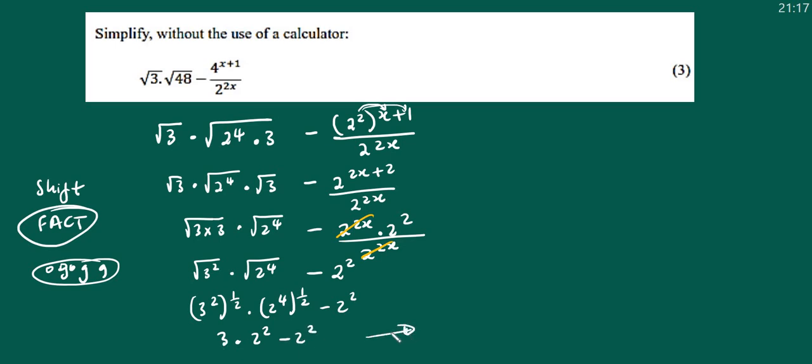Then to solve that further, you can simply take out the 2 to the power 2 as a common factor, be left with 3 minus 1. That means you have 2 to the power 2 times 2, which is just 4 times 2, which is 8. Then that will be your final answer.